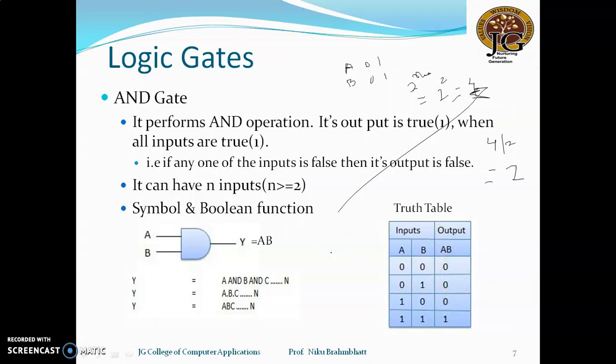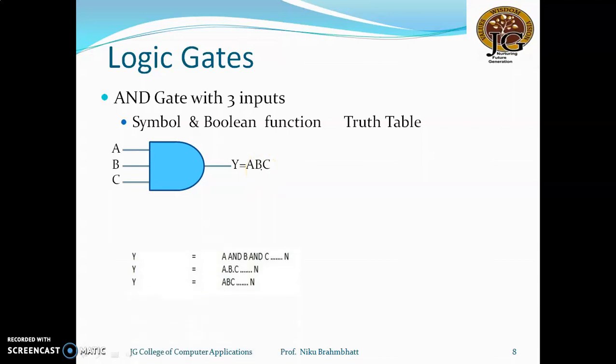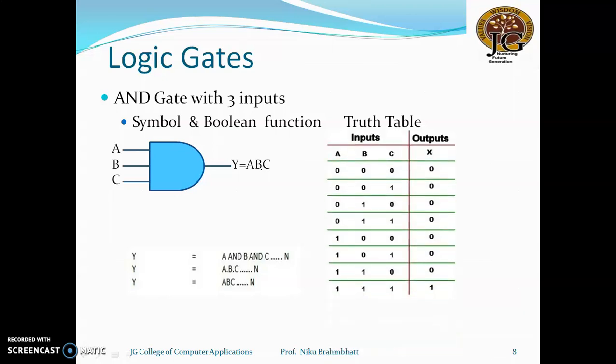Next, we can also draw the symbol and truth table for the three-input AND gate. So let us say an AND gate with three inputs. What is the symbol, Boolean function, and truth table? The symbol is the gate with three inputs, named A, B, C. However, you can give any names like X, Y, Z. Same way here, Y is equal to A into B into C, or Y is equal to A and B and C, or Y equal to A dot B dot C.